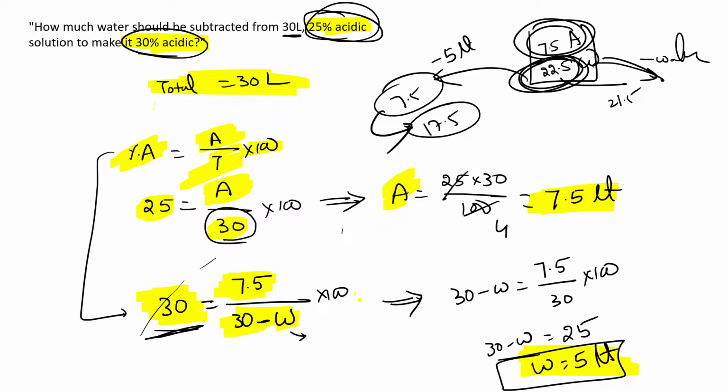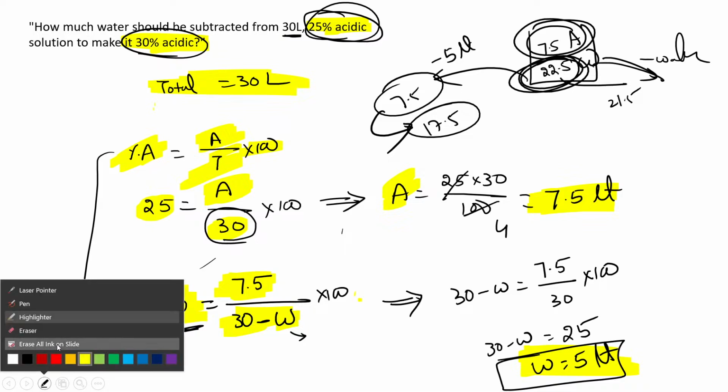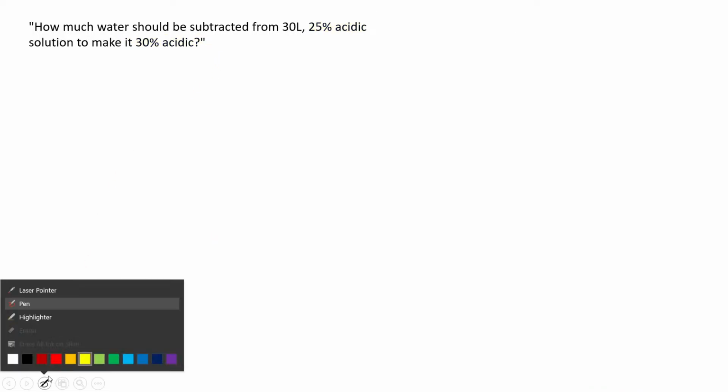Okay, let's solve the same using ratio and proportions now. You no need to do this much calculation. Using ratio and proportion is much easier. See this one. How much water should be subtracted? We'll leave this part for later on.